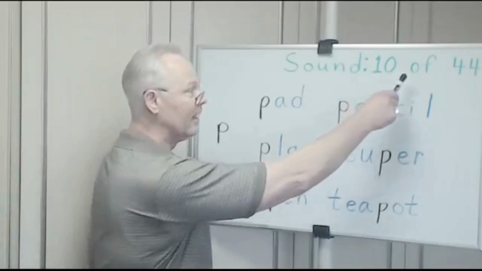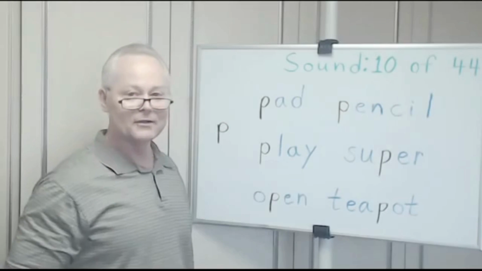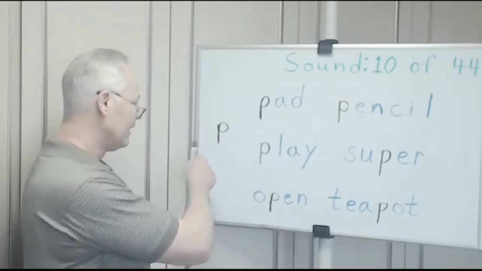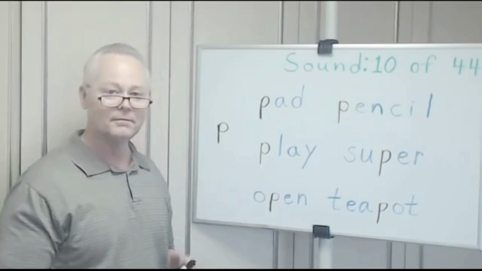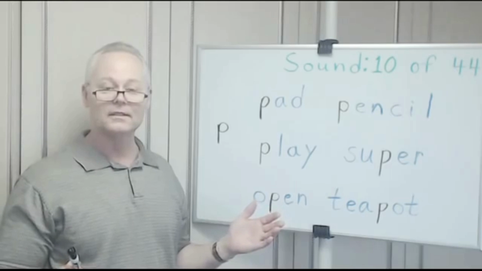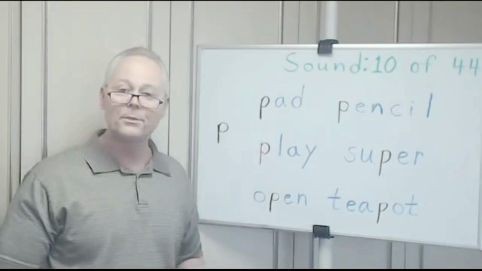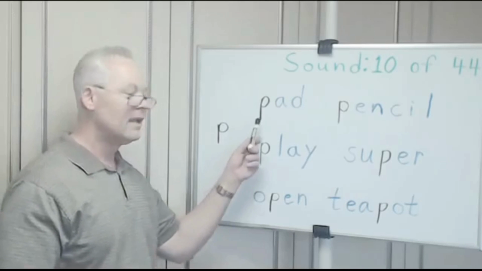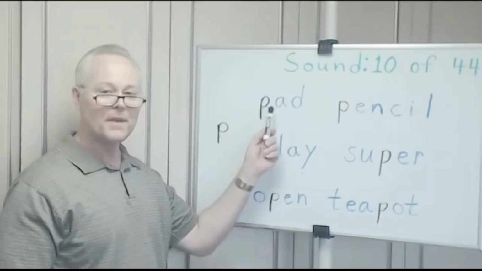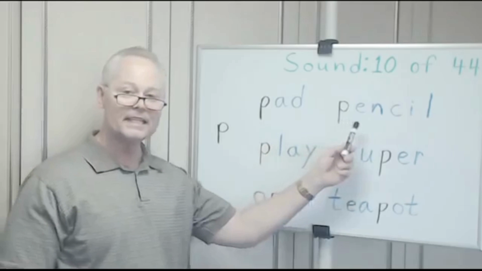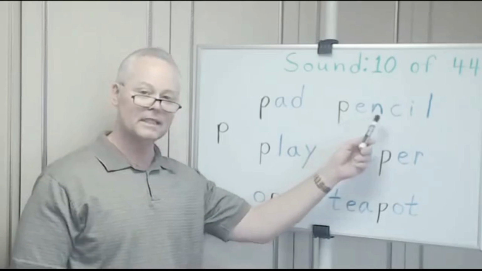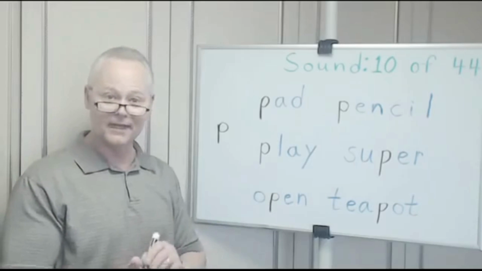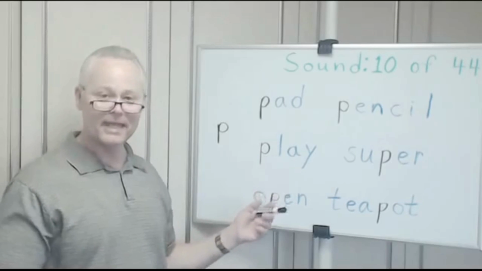Sound 10 of the 44 sounds that make up American English. Here we have the letter P. What is the sound? It's P, P, as in pad, pad. Pencil, pencil. What do you do with a pencil? You write on a pad, right? A notepad, a paper pad.